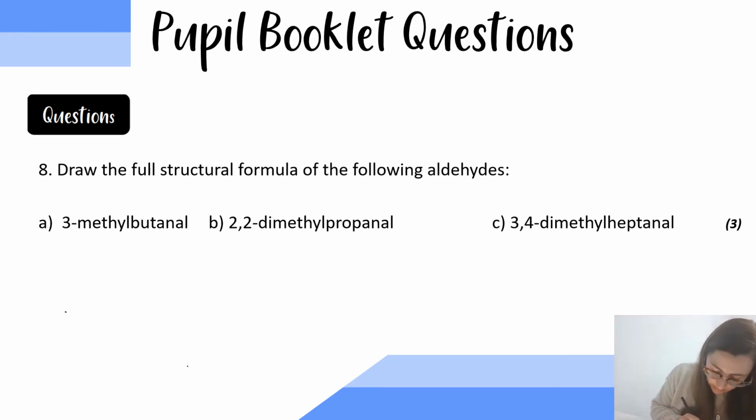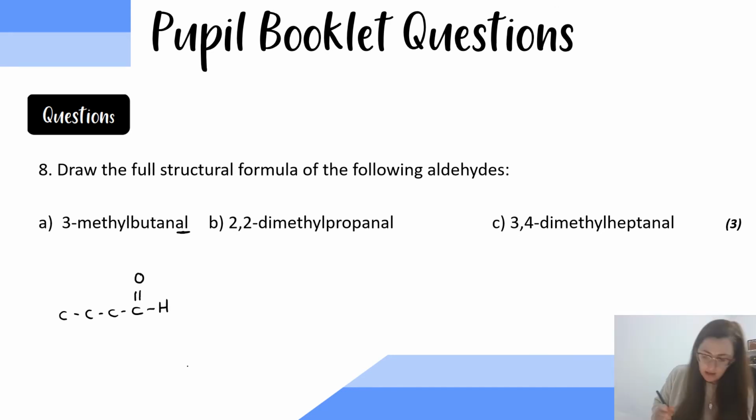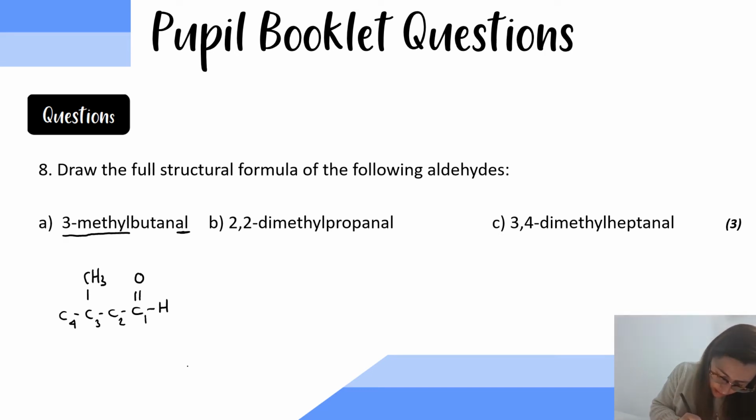So butanal, 4 carbons. The al means it's an aldehyde, so our carbonyl group is at the end of the chain. And if I'm numbering it with the carbonyl group being the most important functional group in the molecule, I would have carbon 1, carbon 2, carbon 3 and carbon 4, meaning my 3-methyl, my side group, will be on carbon 3. And then I can fill in the rest of my hydrogens here.